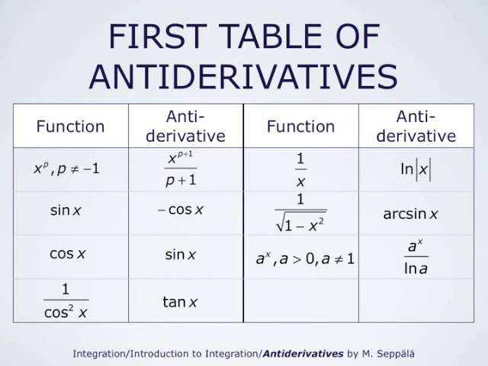Antiderivative of 1 over cosine squared is tangent, and antiderivative of 1 divided by 1 plus x squared is arctangent of x. This table one has to remember by heart.